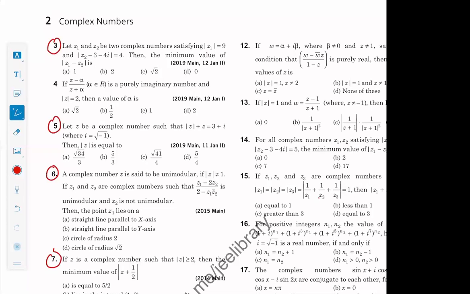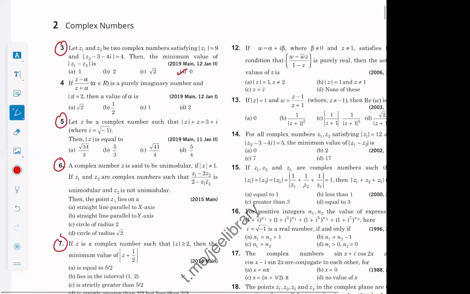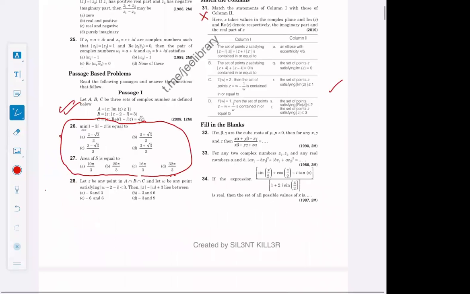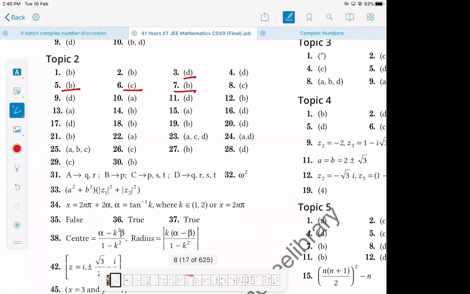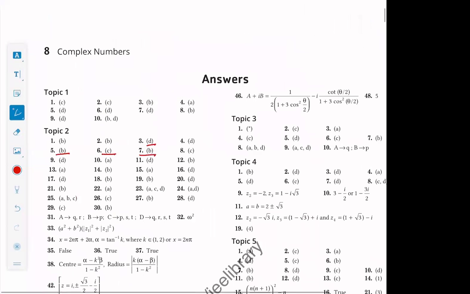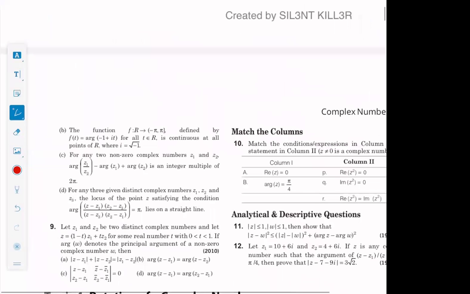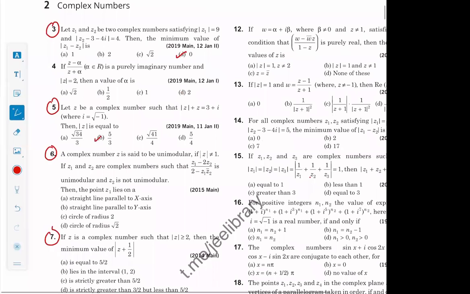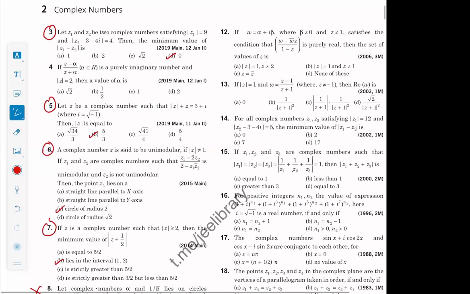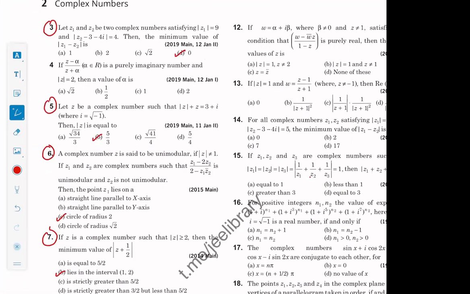The answer of the third is D. Questions 3, 5, 6, 7 of topic 2: the answers are D, B, C, B. So do you have a doubt in any of these problems?